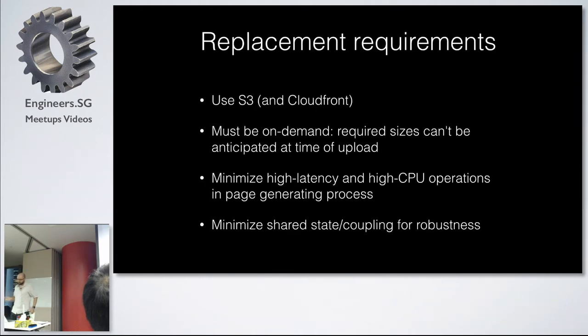Now, my replacement for this: I wanted to use S3. I wanted to have the same functionality on demand. I don't want to have to specify at upload time, okay, I need thumbnails in this size. That's a very common case for people. Say you have a blog, you upload an image, you know what sizes you need, so on upload you generate all the different sizes and you save them. It doesn't work for this case.